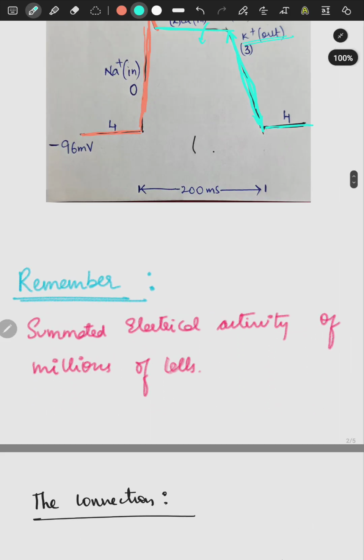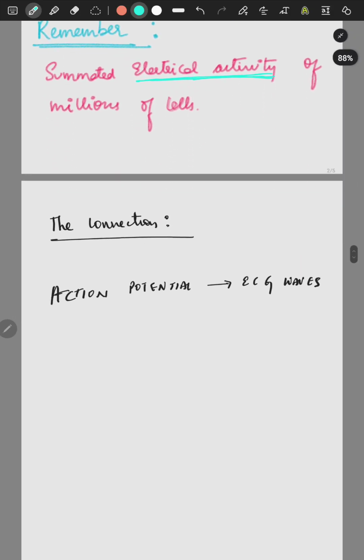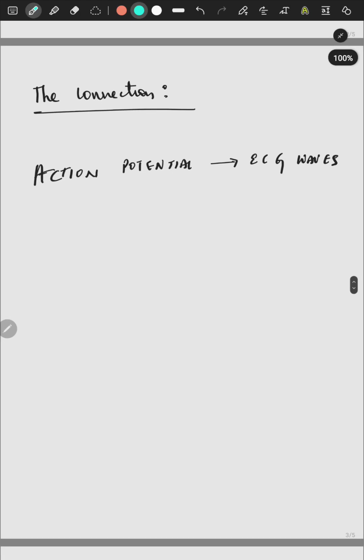So one thing you have to remember is ECG does not record one ventricular cell. It records the summated electrical activity of millions of ventricular cells. This is the most important line, and I stress again and again, it is not one ventricular action potential which is represented in the ECG. It is the summated ventricular action potential of millions of ventricular cells.